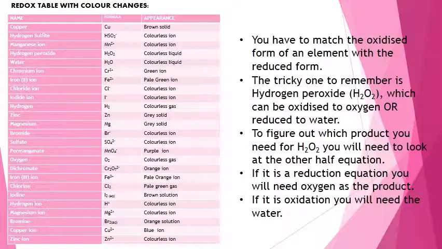Okay, so here is a table that you're going to have to memorize. There are a few important points about the table. You have to match the oxidized form of the element with the reduced form, and a tricky one to remember is hydrogen peroxide, because this can be oxidized to oxygen or reduced to water, and this is where your observational chemistry comes in. So to figure out the product for hydrogen peroxide, you'll need to look at the half equation and also look at observations.